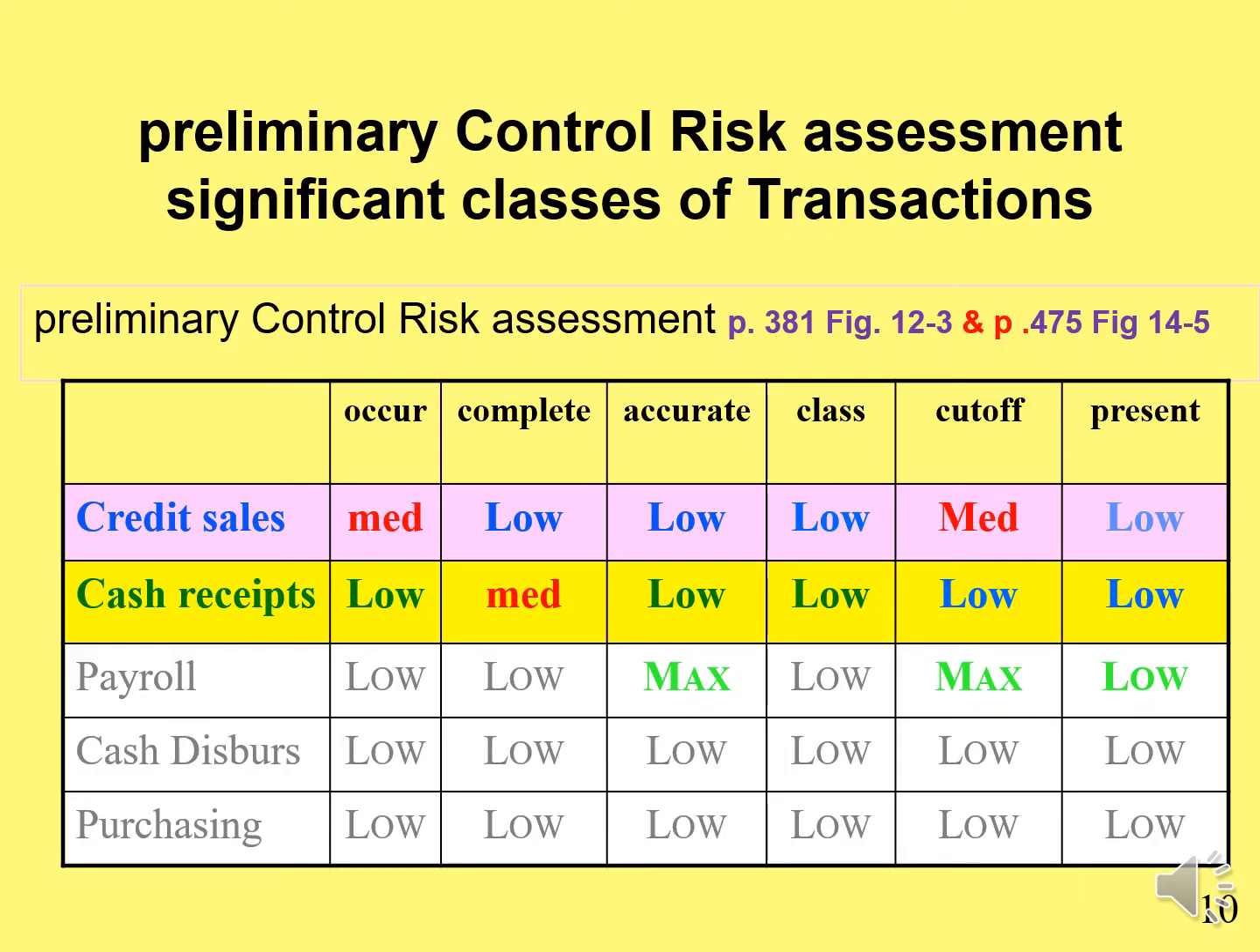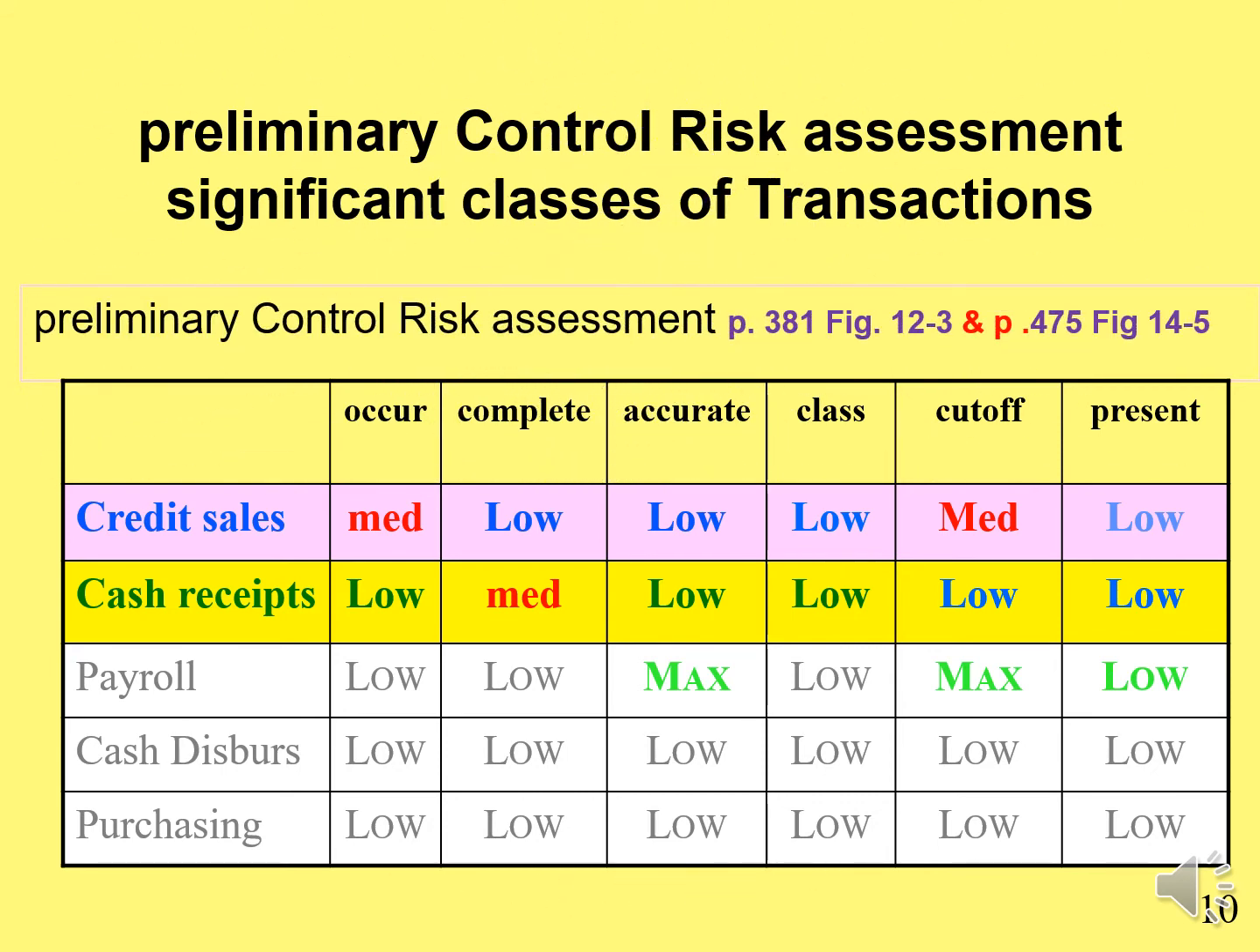Now, notice a change from pink to yellow because now we're still in the sales and collection cycle, but now we're going to talk about cash receipts. Significant class of transactions, cash receipts. That's the yellow line. And again, I've got 6 assertions and 6 audit objectives related to cash receipts. I have to assess control risk for each of those.